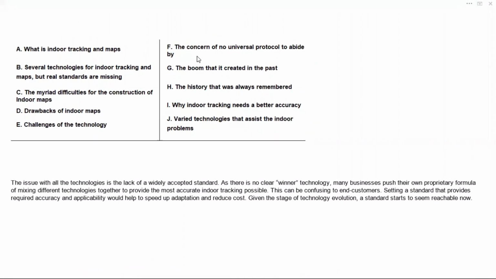All right, let's continue with the next paragraph. The issue with all the technologies is the lack of a widely accepted standard. As there is no clear winner technology, many businesses push their own proprietary formula. Given the stage of technology innovation, a standard starts to seem reachable now. So all they're checking is that one particular standard is required. Lack of widely accepted standards. So the entire paragraph has to talk about one particular standard.